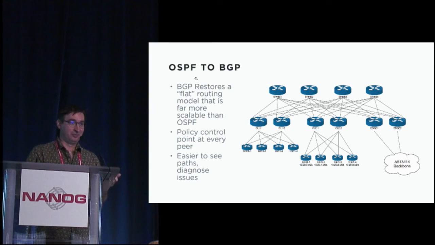A lot of the reasons that other speakers have described far better than I have. Policy control at every peer. It restores something of a flat routing model as opposed to a multi-area topology. Easier to diagnose, simpler decision points, and just generally more scalable.